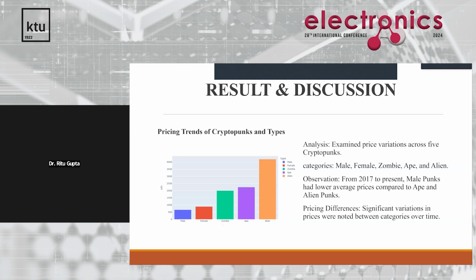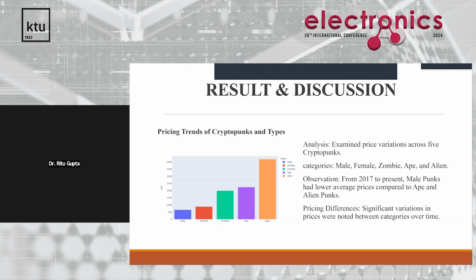Coming to the results section, we have created new punks by training the DCGAN using the CryptoPunks dataset. And we have examined the variations in pricing among the 5 different categories of punks on the market: male, female, zombie, ape, and alien.